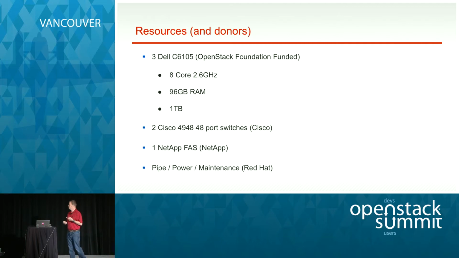As part of this refresh, the Foundation has donated three Dell C6105s. These are what they call high-density cloud boxes, and they're 2U servers. I've got a picture of them that I'll show you. They have four servers in them, and those four servers share power, but all the networking, CPUs, memory, and storage are independent. So we've started with three of those.